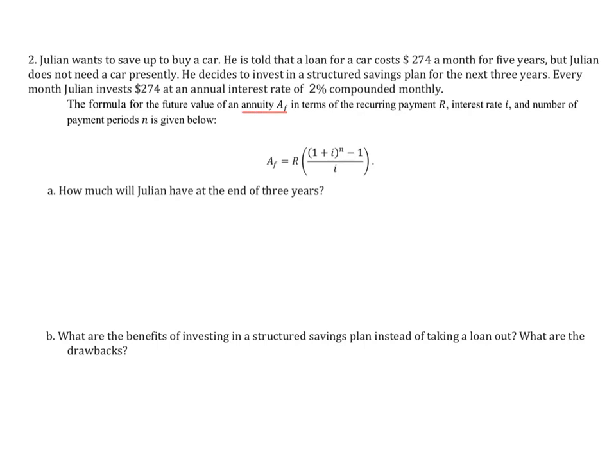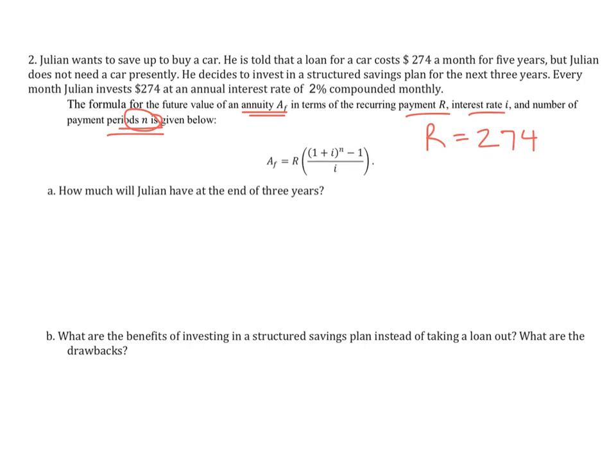An annuity is how much money you would have after you've been investing for a certain amount of time. It's basically like a savings of your money with interest being built upon that, so you're getting even more money than you intended. So AF is the value of your annuity. The recurring payment is R, your interest rate is I, and the number of payment periods, that's how many times you're investing the money, is N. In this scenario, R is equal to 274. That's how much money he's putting into the bank.